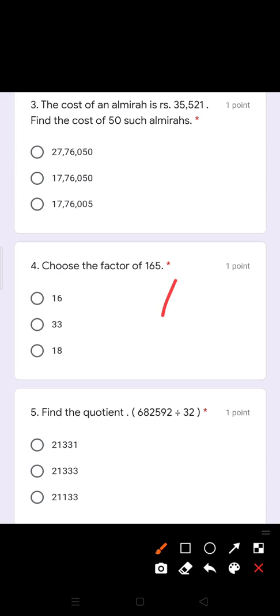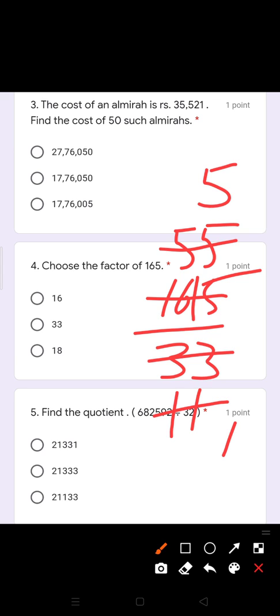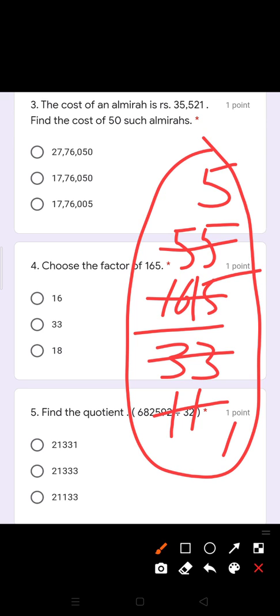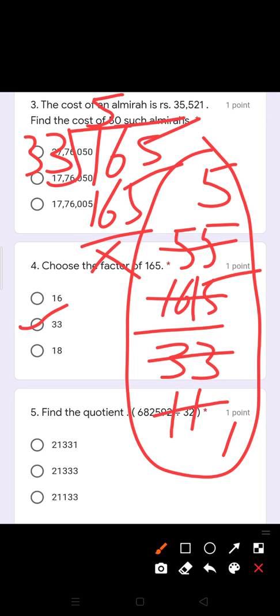Now let's try to divide 165 from 33. So 3 ones are 3, 3 ones are 3, 3 5s are 15. This is 15 now. 3 5s are 15. 11 ones are 11, and 11 5s are 55. If you know this method of division, very nice. But if this is not clear, you can simply divide it like this: 165 from 33, and 33 5s are 165. Okay, so 33 is the factor of 165.